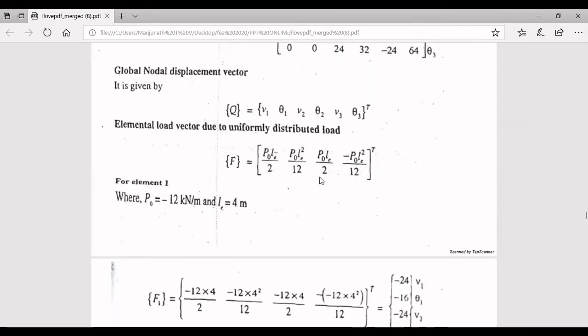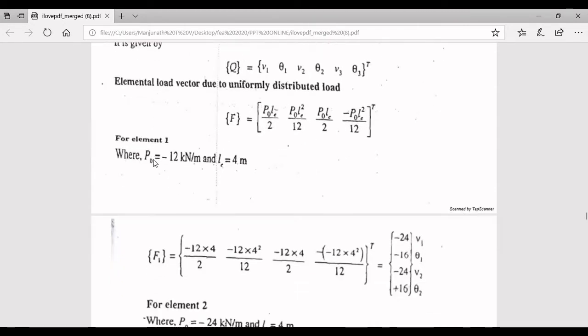This equation is used for each element to transfer the load which is acting on the element to the nodes. Whatever load is acting over the element must be transferred to the nodes, so to transfer it we are using this formula. Here P naught we are going to take as minus 12 because the UDL load is acting downwards. We are going to consider minus 12.